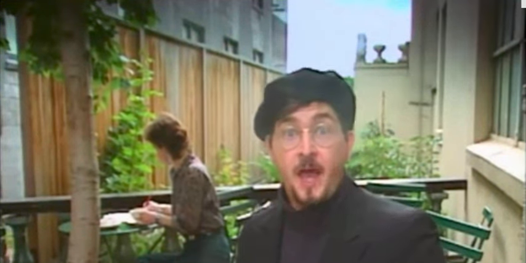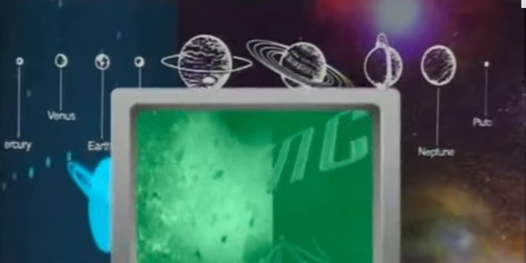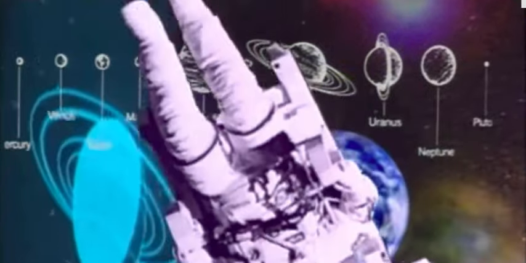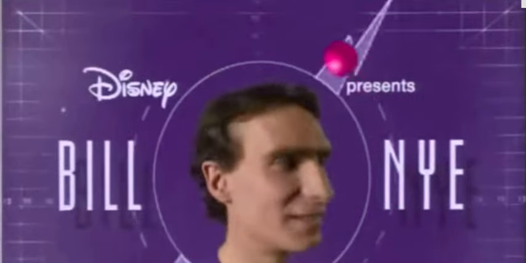Regarde, it is Bill Nye, the science guy. Bill Nye, the science guy. Science rules. Bill Nye the Science Guy. Inertia is a property of matter. Bill Nye the Science Guy. T minus 7 seconds. Bill Nye the Science Guy.